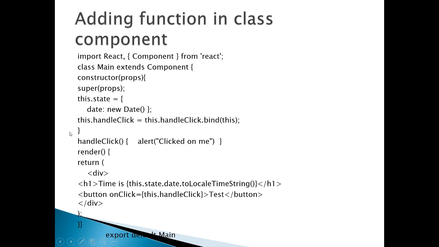But if you declare it outside the render method, then you have to bind this function in the constructor. We are binding this.handleClick = this.handleClick.bind(this). By doing this, you bound handleClick as a member of this class. You can call this method as this.handleClick. So on click, I am calling this.handleClick, and on calling this, the function will be executed. This is the way you can call any function within a React component.